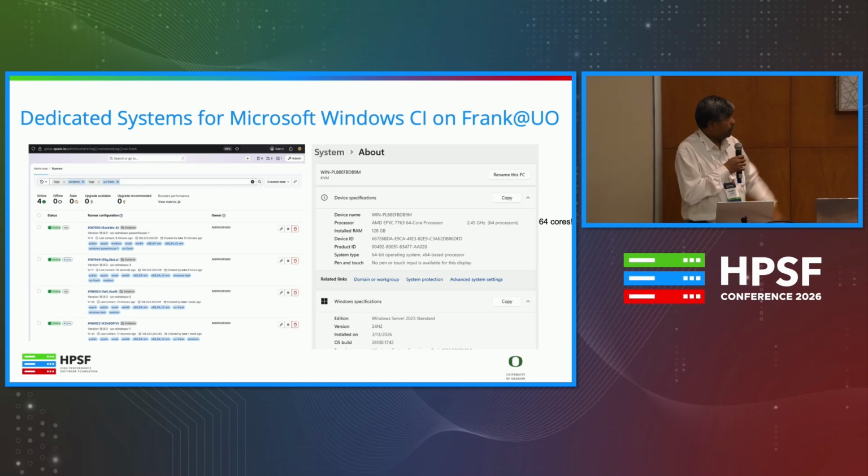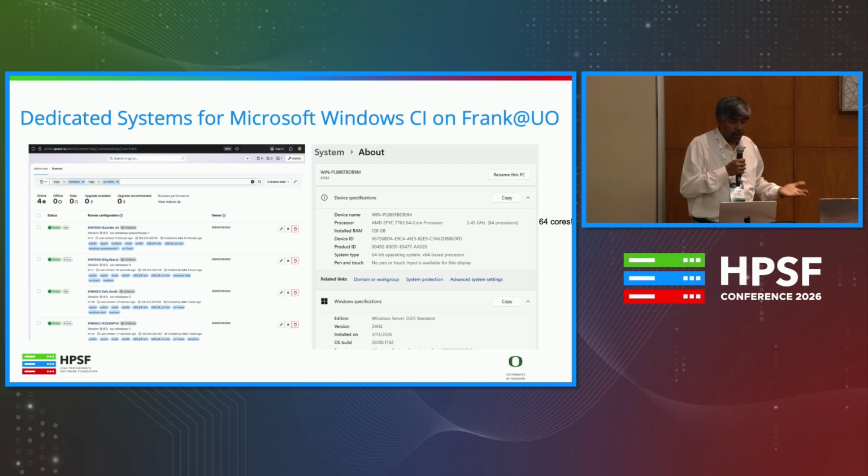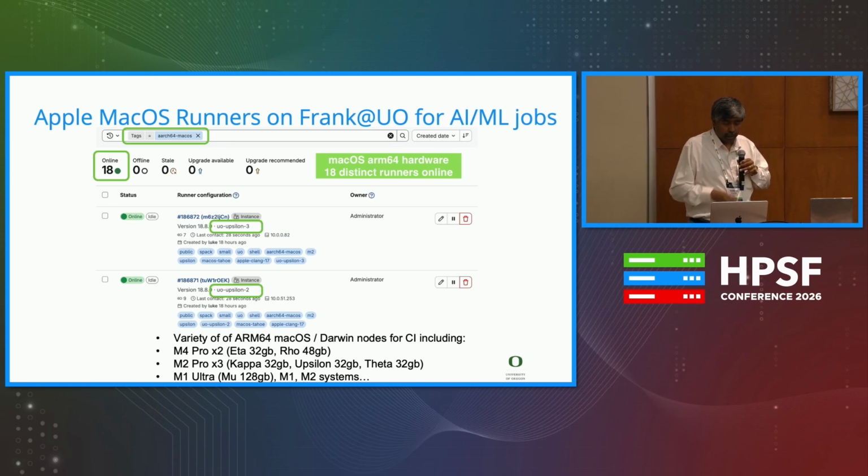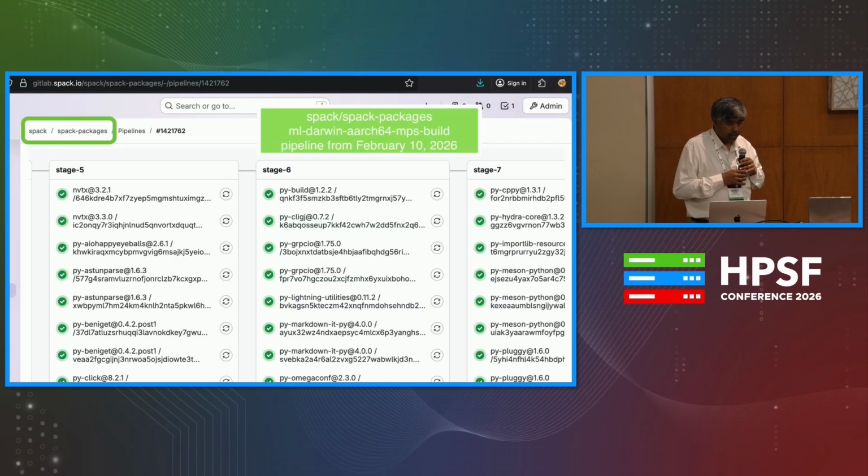Here is a typical setup for different Windows machines. And you can see there's a VM now which has 64 cores and 128 GB RAM. And these are the macOS runners on Frank. You can see the ARM64 support, and there are different machines, like we have M1, M2, M4s, with a number of these systems.